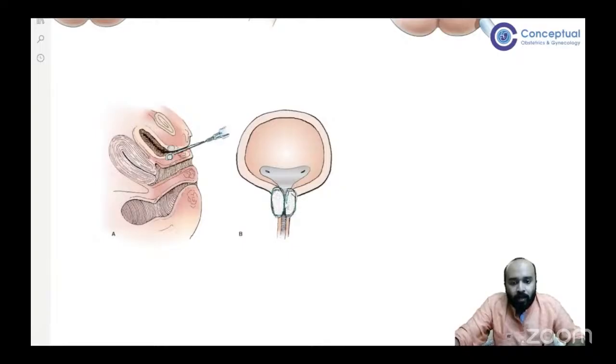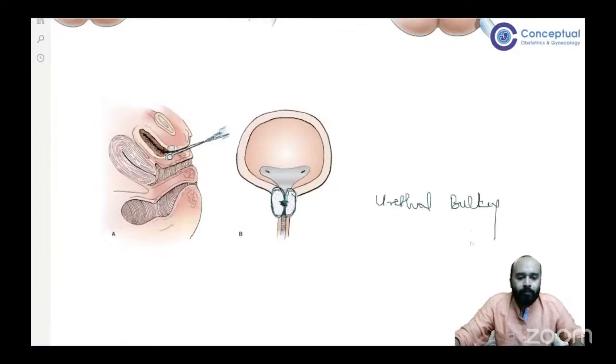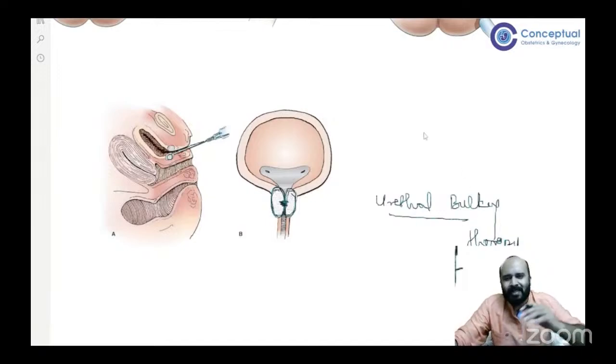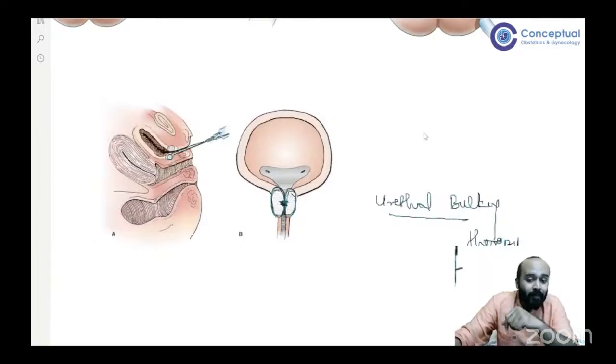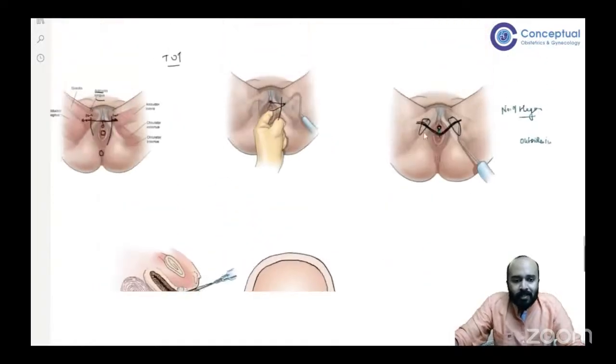and they help in compressing the urethra at its junction with the bladder. This is called urethral bulking therapy. Durasphere, several things can be used for it. Durasphere is an example. So this can be done when everything else fails, or when you have intrinsic sphincter deficiency and you have to compensate for that. So this is it about the surgeries.